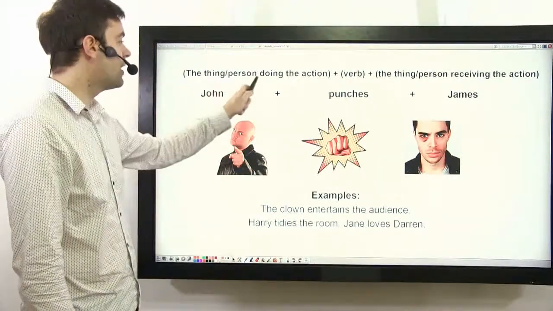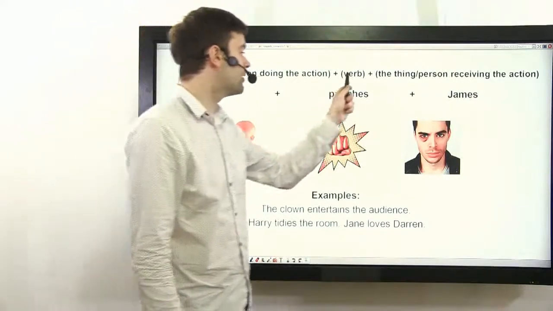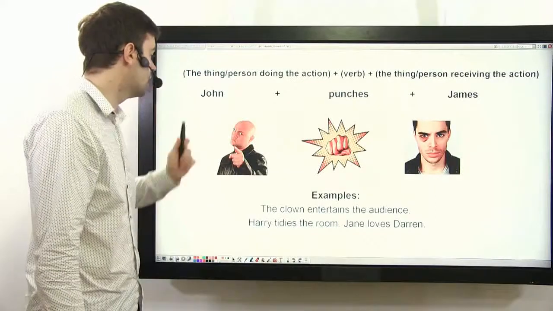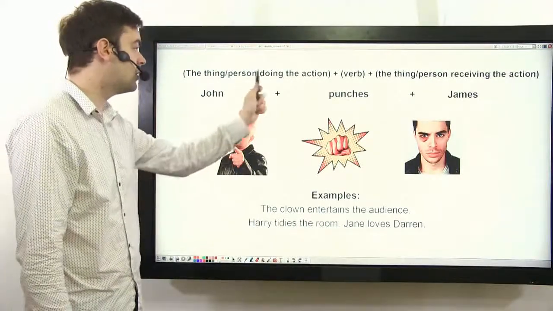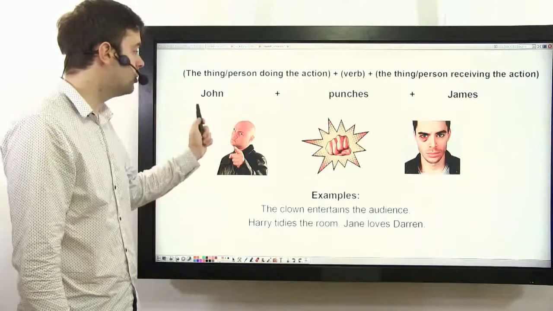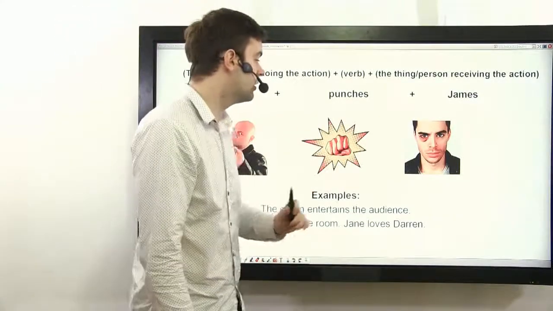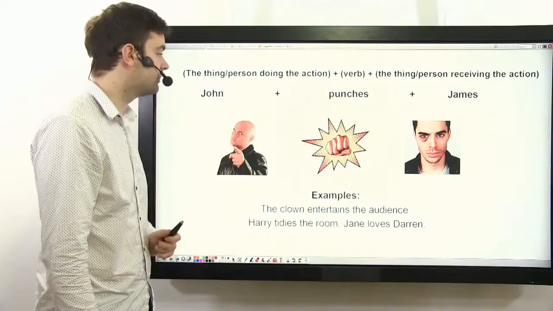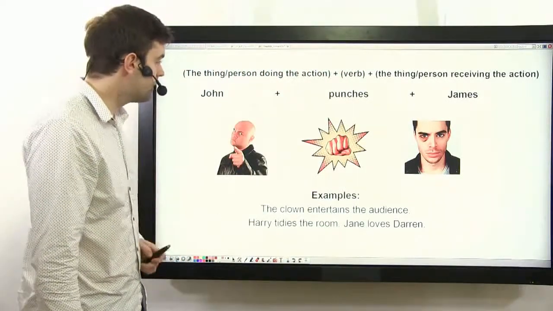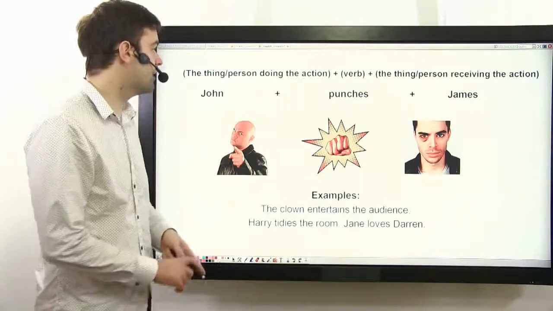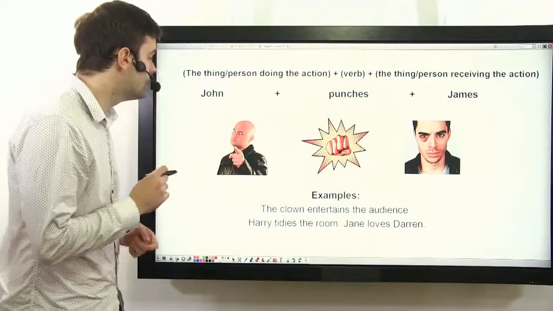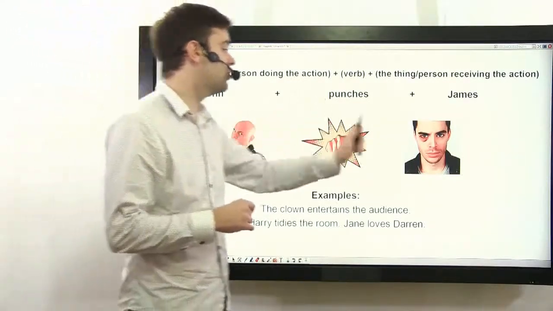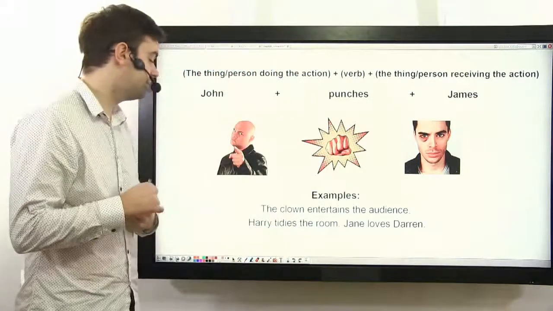So, the thing or person doing the action, plus a verb, plus the thing or person receiving the action. So John is the person doing the action. So John punches James, and James is the person receiving the action. So this is an active sentence. Remember, John, the person doing the action, punches James, the person receiving the action.